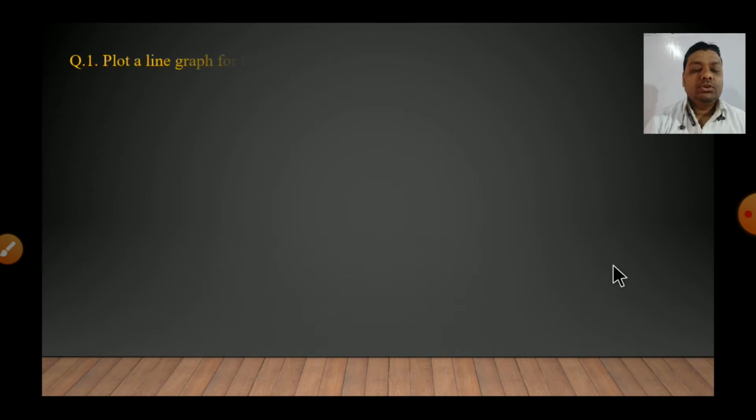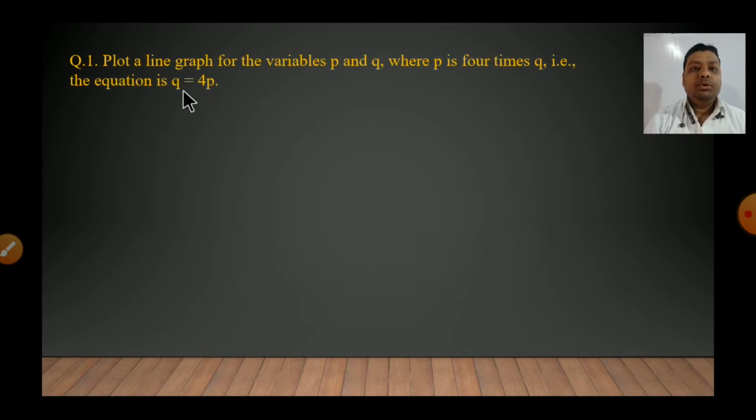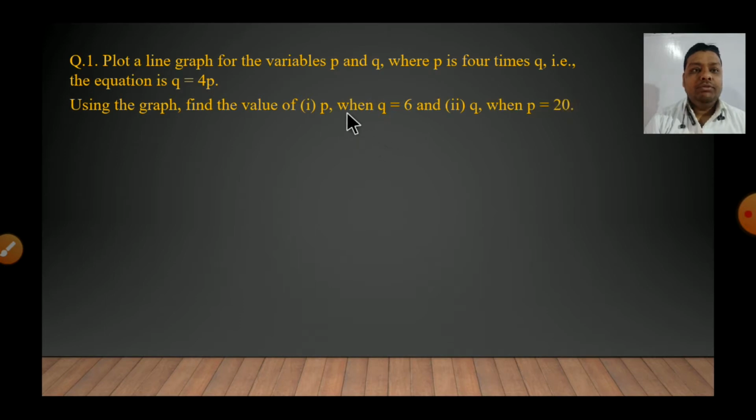Now students, you can see the question is that we have to plot a line graph for the variables p and q, where q is 4 times p. Okay, that is, the equation will be q equals 4p. Now using the graph we have to find the value of p when q is equal to 6 and q when p is equal to 20.